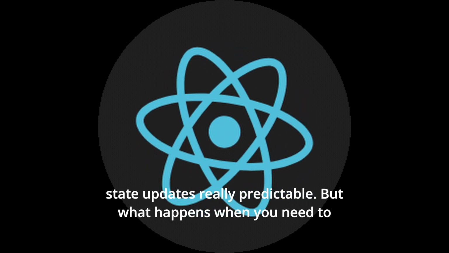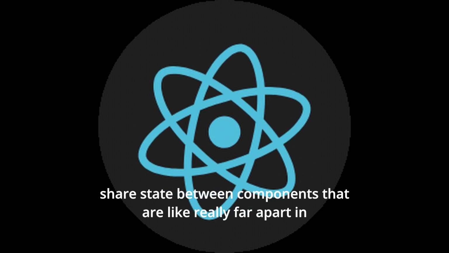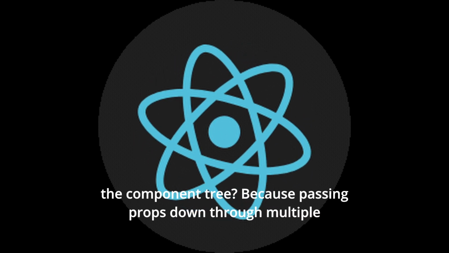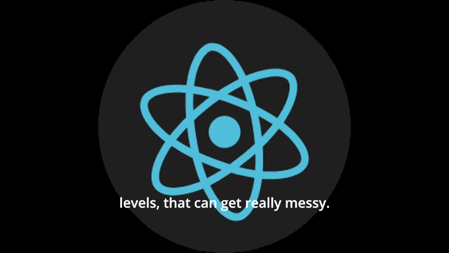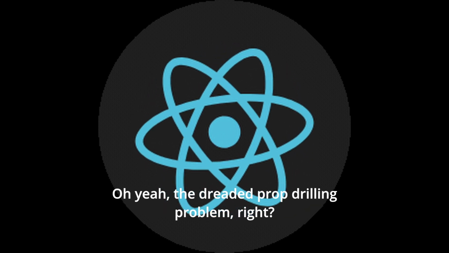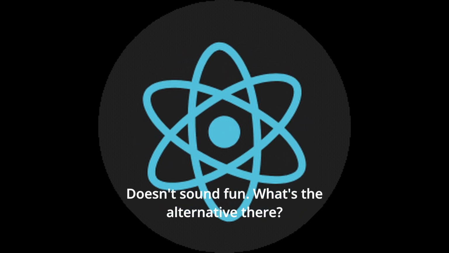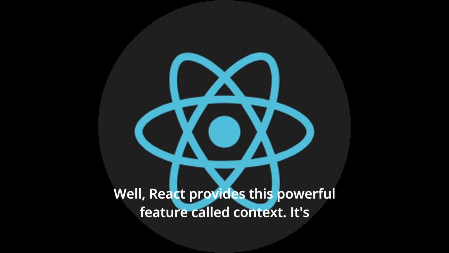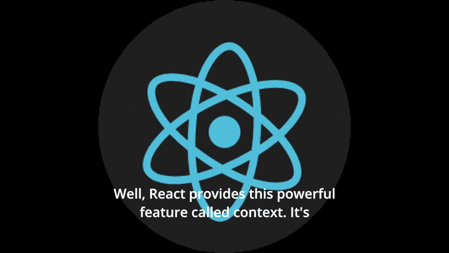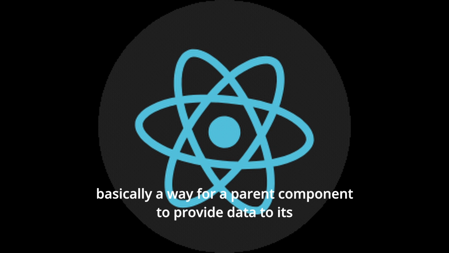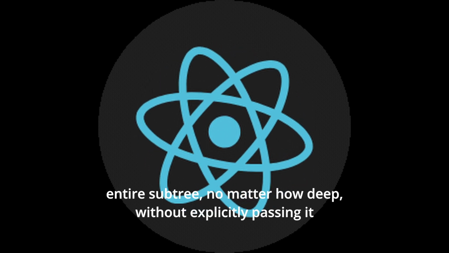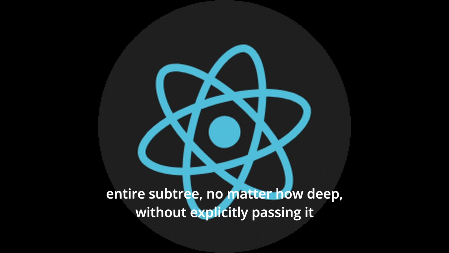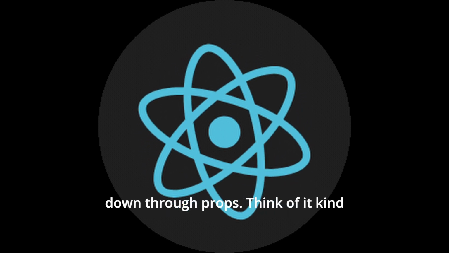But what happens when you need to share state between components that are really far apart in the component tree? Because passing props down through multiple levels can get really messy. Oh yeah, the dreaded prop drilling problem. Doesn't sound fun. What's the alternative there? Well, React provides a powerful feature called context. It's basically a way for a parent component to provide data to its entire subtree, no matter how deep, without explicitly passing it down through props.